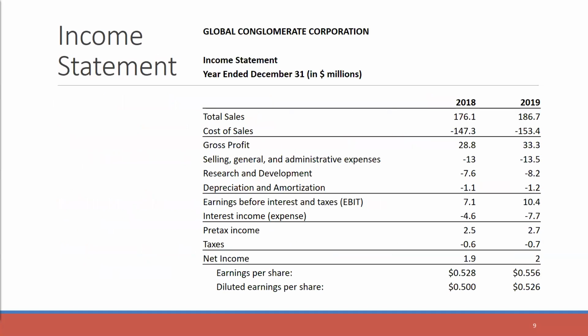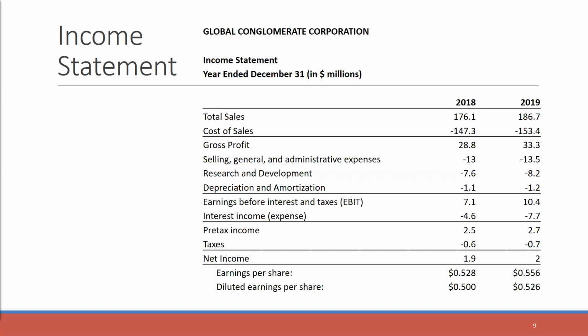So let's look at an income statement. This is an income statement for a company called Global Conglomerate Corporation. What do you notice? Hopefully, the first thing you notice is that in 2018, they had $176.1 million worth of sales. And in 2019, that number increased to 186.7. You'll notice that the cost of sales has also increased.